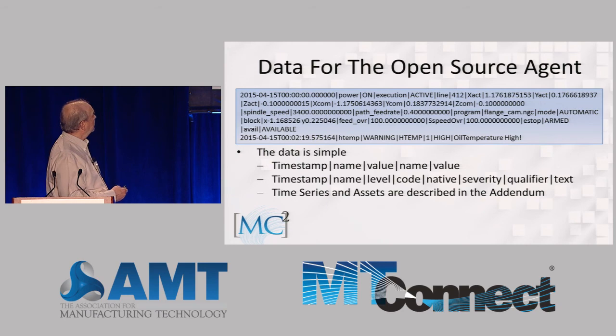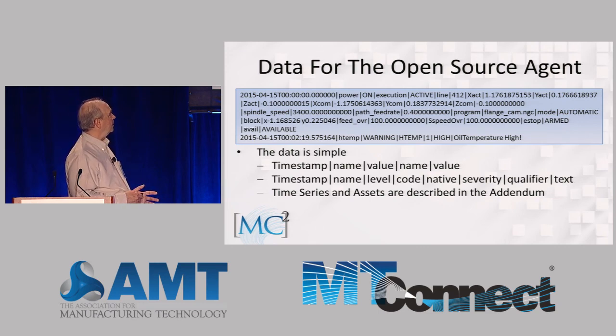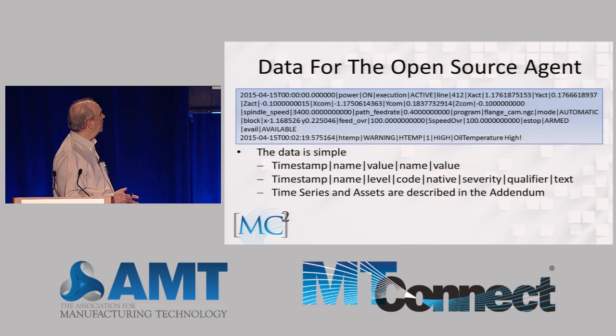Then we have a second example here, which is one of a condition. So basically, is my temperature or my axis okay? Am I having some kind of system problem? This is the format that it'll come up in. And again, it's typically just a timestamp, name, value for the simple data items. For the condition, you've got the timestamp, name, level, the native code, the severity, some qualifier, and the text.